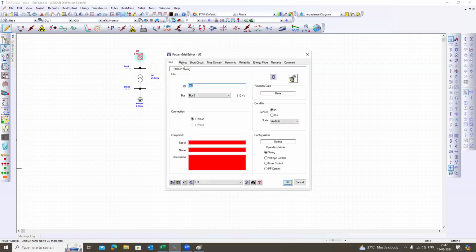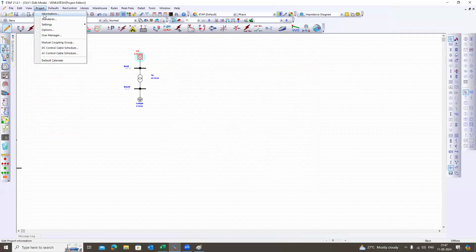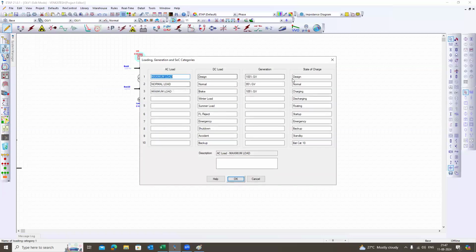So here the grid voltage. Instead of that, what we will do is you go to the settings, loading and generation categories, and here you change this generation as the maximum grid voltage, and this is the minimum grid voltage, and this is the normal grid voltage.